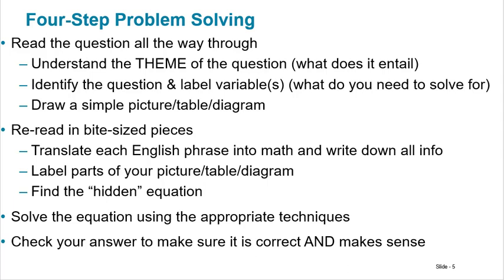Then you go back and reread the question in bite-sized pieces. And by bite-sized pieces, I mean just take each little phrase at a time. And you want to translate each little English phrase into math and write down all the info that it gives you. So, a train traveling east at 60 miles per hour. Then on your picture, you put a little arrow pointing to the east, and you put 60 miles per hour. And the other train leaves 2 hours later, and you write that over there. So you're labeling all the parts of your picture.